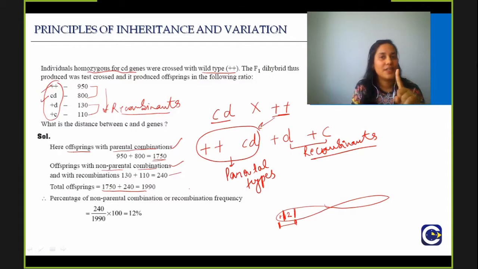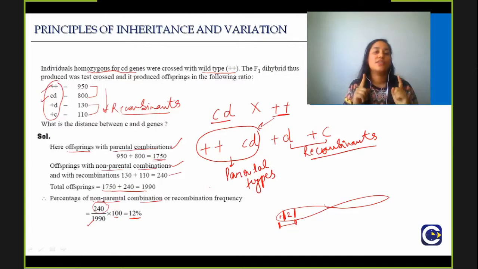Now you have to calculate the percentage of non-parental combination, or the recombination frequency. That is why I told you this is a tricky question, and this is a new concept. The percentage of non-parental combination will be the number of recombinants in the offsprings divided by total number of offsprings into 100, which will give you 12%. What is 12%? 12% is the recombination frequency. And as I told you, the percent of recombination frequency is exactly equal to the distance between the two genes. So the distance between the two genes is 12 map units. Is it clear? Let me know if it is clear. Today there is a little more lag, but we will be patient.